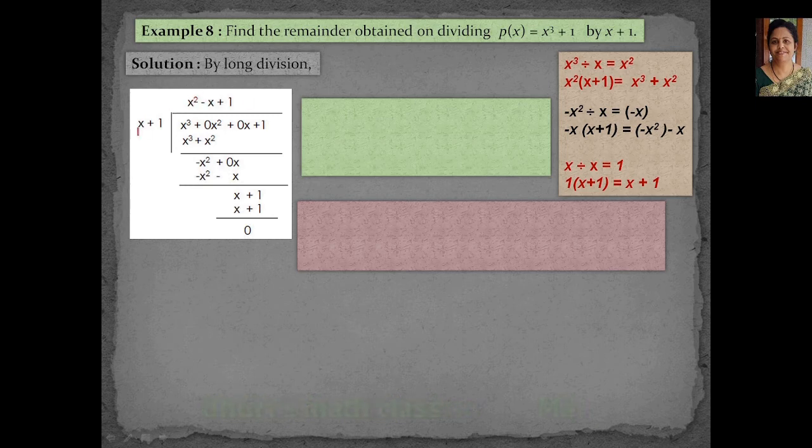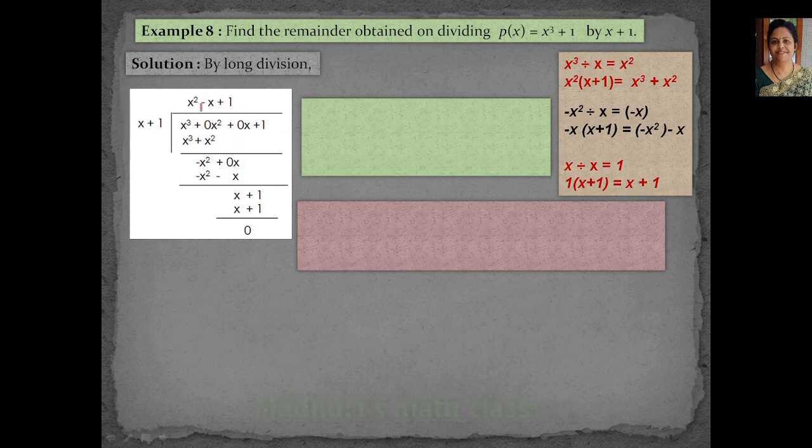So quotient into divisor x plus 1, what you will get? x squared into x plus 1. x squared into x is x cubed, x squared into plus 1 is plus x squared. So we will subtract x cube plus x squared from the dividend. x cube minus x cube is 0, 0x squared minus x squared is equal to minus x squared. Now the next term is plus 0x, this will be the new dividend. The first term of the new dividend is minus x squared, the first term of the divisor is x. So minus x squared by x, you will get negative x. That will be the next term of the quotient.